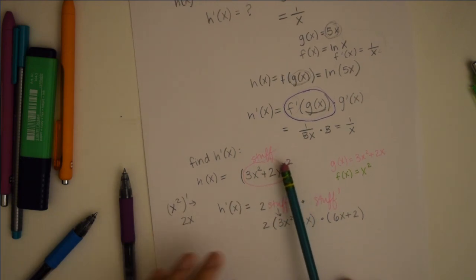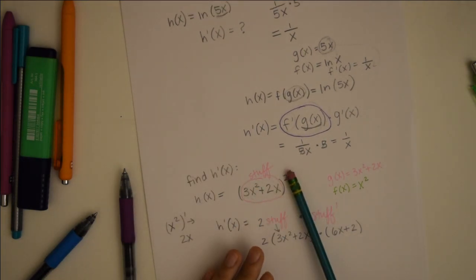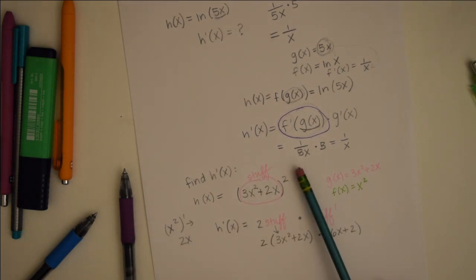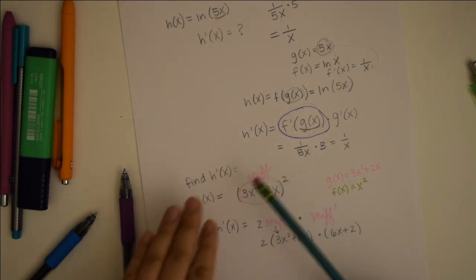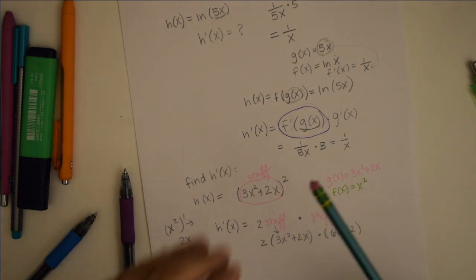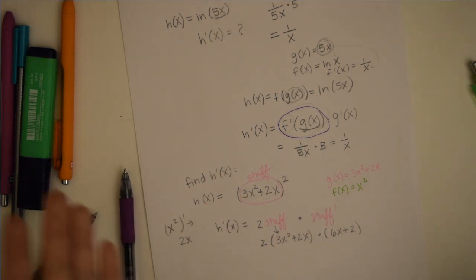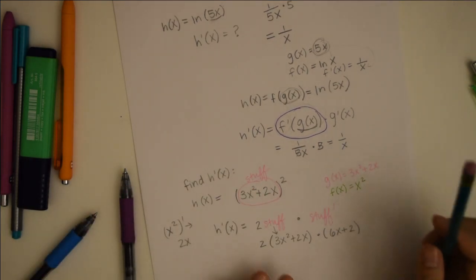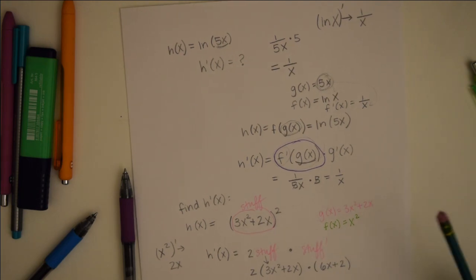So again, in this case, it's like 3x squared plus 2x all in parentheses squared. It kind of looks like a bunch of stuff squared. Well, the derivative of stuff squared is just kind of like 2 times stuff, because the derivative of x squared is 2x. So stuff squared would be 2x, but then I need to multiply by the derivative of stuff. That's really it. That's all the chain rule is about. You're just going to have to chain things inside.